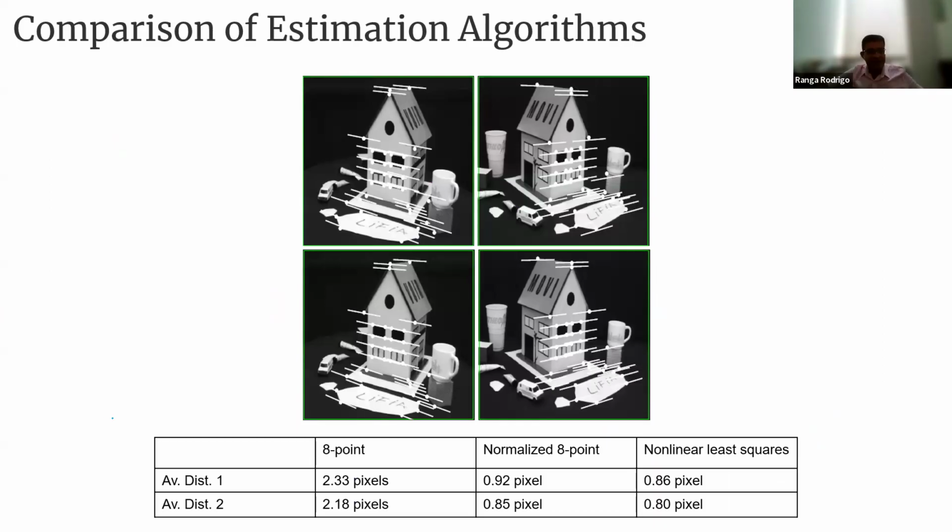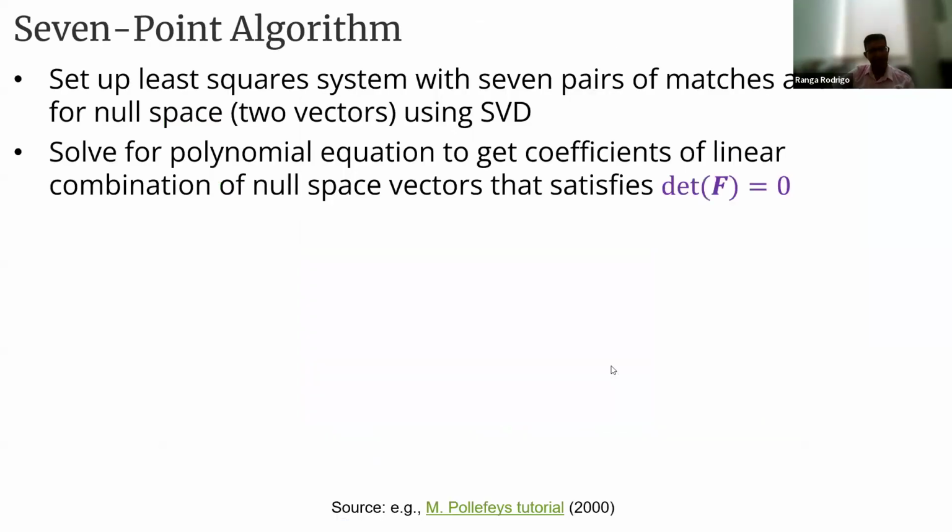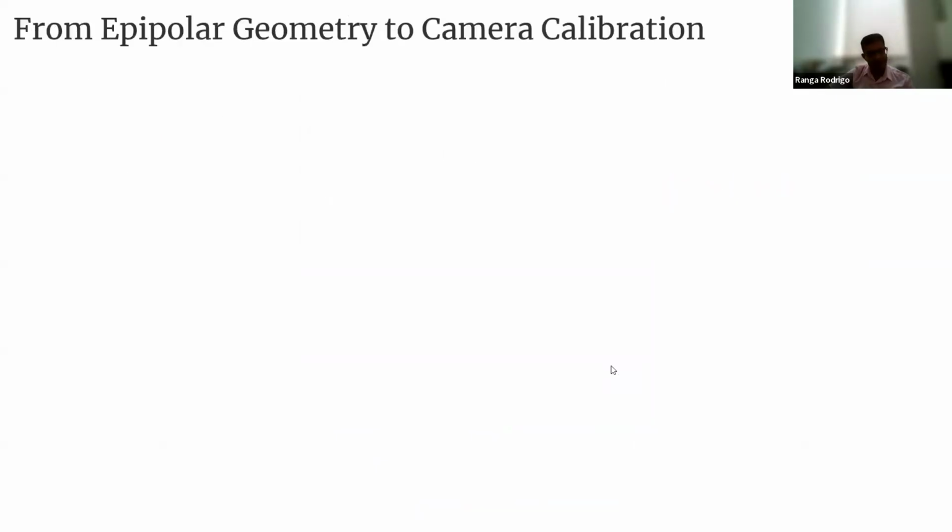These are some results they got, showing the average pixel errors after estimation using the 8-point algorithm, when you normalize, and normalize with least squares, and which is the better one. There is also a 7-point algorithm: set up a least squares system with 7 pairs of matches, solve for two null space vectors using SVD, and solve a polynomial equation to get the coefficients of the linear combination of null space vectors that satisfies det F equals zero. These are also possible, but I will not go into detail.